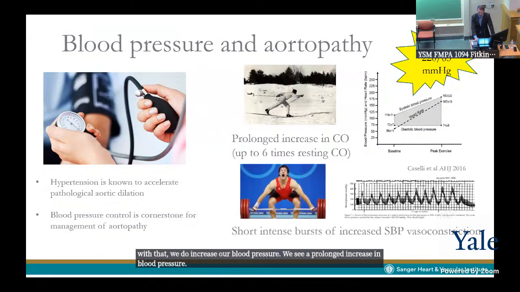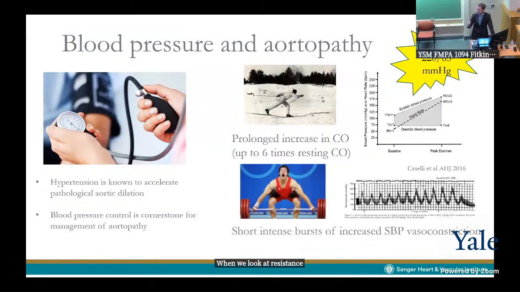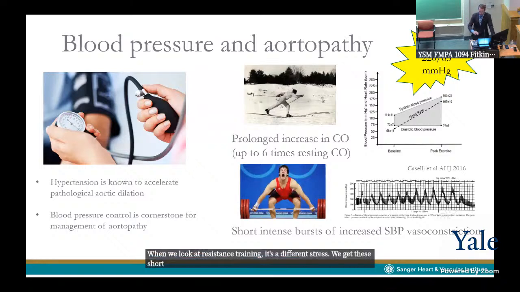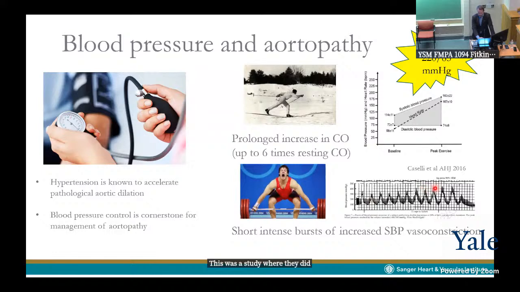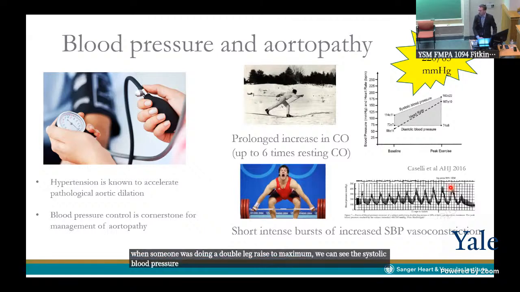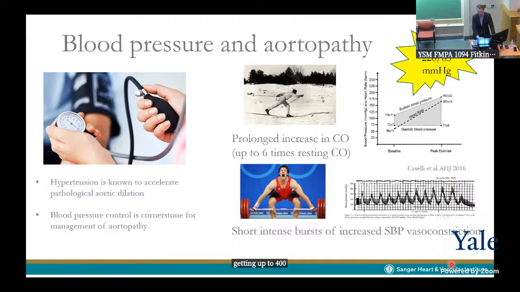When we look at resistance training, it's a different stress. We get these short bursts of increased blood pressure. This was a study where they did intra-aortic pressure monitoring when someone was doing a double leg raise to maximum. We can see the systolic blood pressure getting up to 400 millimeters of mercury there. And so athletes are exposing their cardiovascular system to these big hemodynamic stresses.